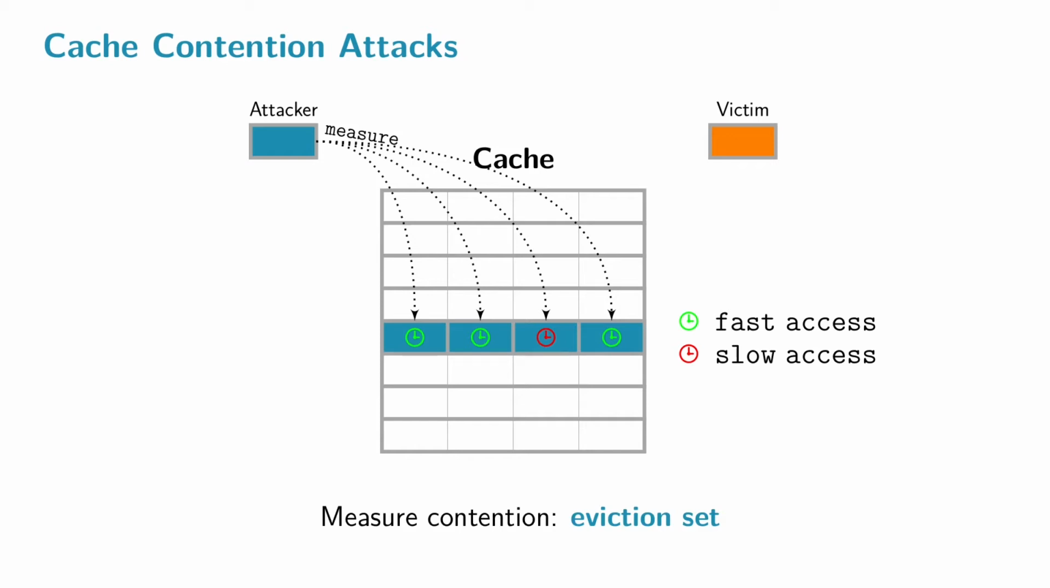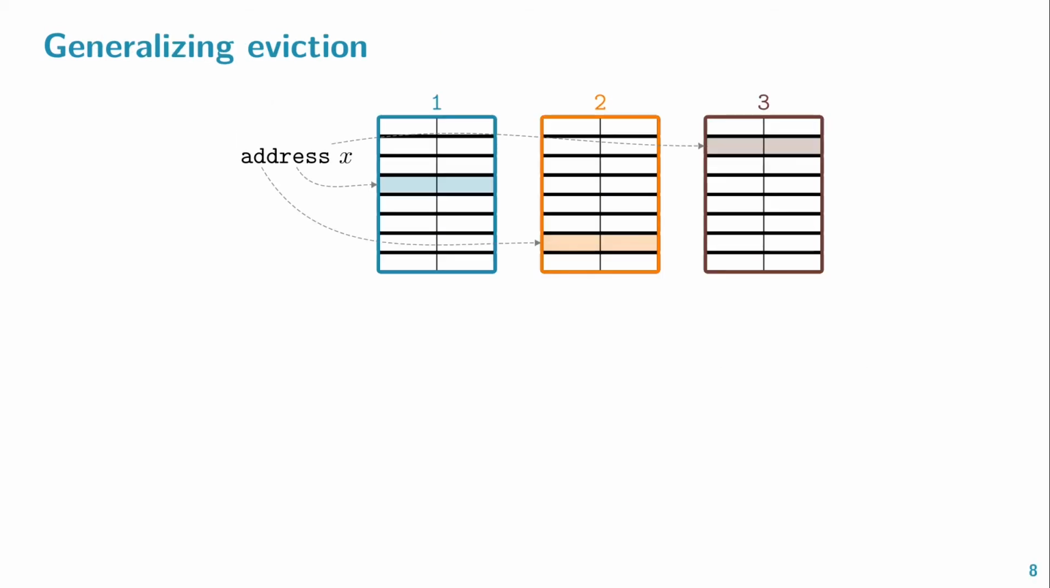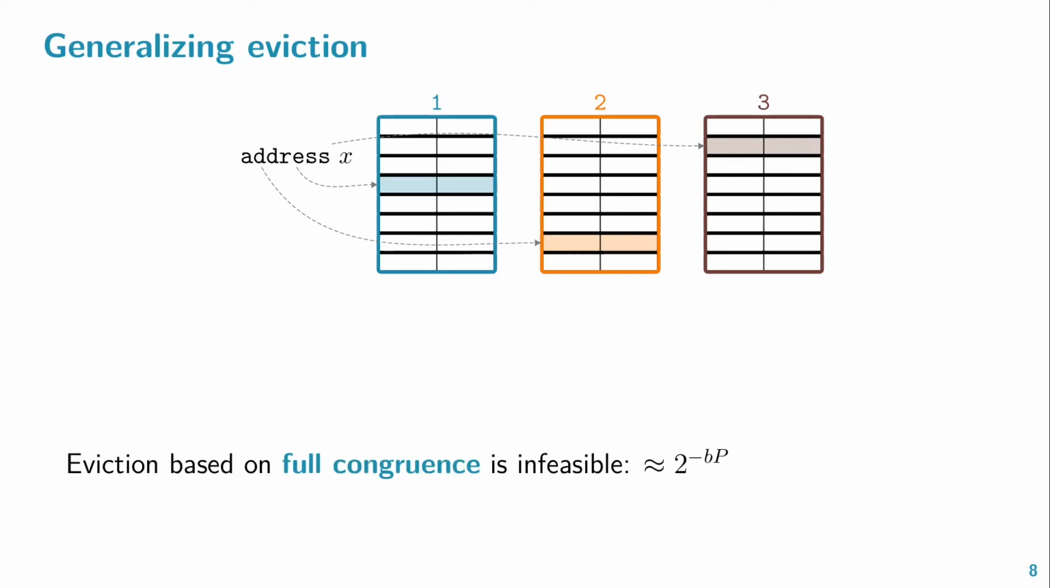Let's see if we can transpose this strategy in any way to randomized caches. Consider a victim address X on which the attacker wants to spy. She could try to find addresses that are congruent with X in all partitions simultaneously, but the probability of this happening plummets exponentially, making it completely infeasible.